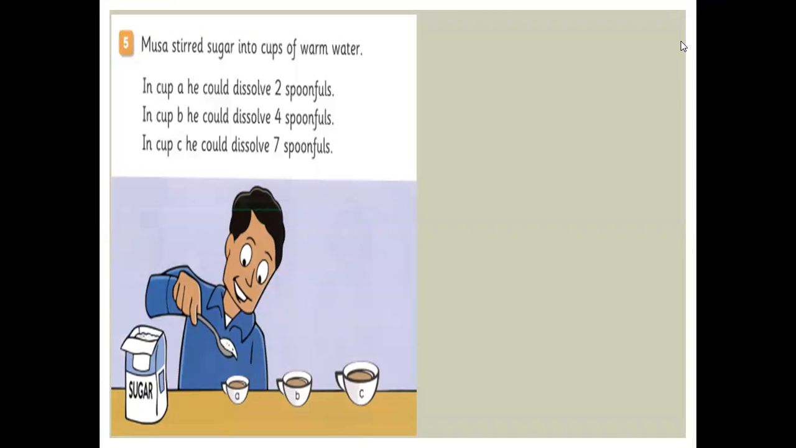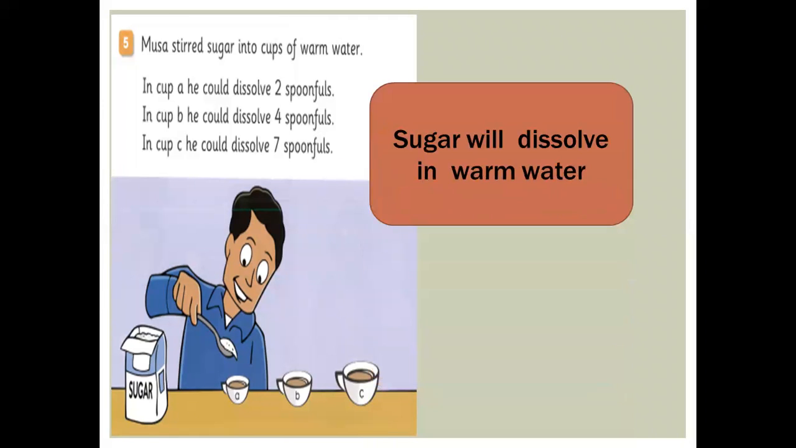Musa stirred sugar into cups of warm water. In cup A, he put 2 teaspoons. In the second cup, he put 4 teaspoons of sugar. And in cup C, he put 7 spoons of sugar. So the question is, what is going to happen when he adds all this sugar?